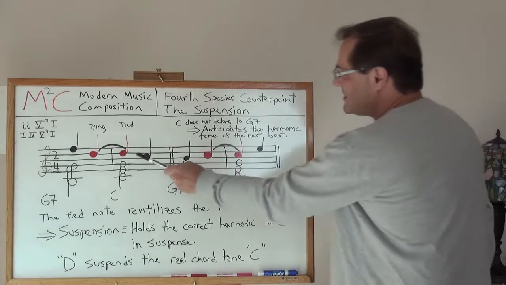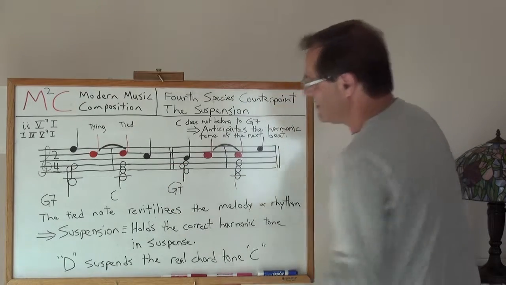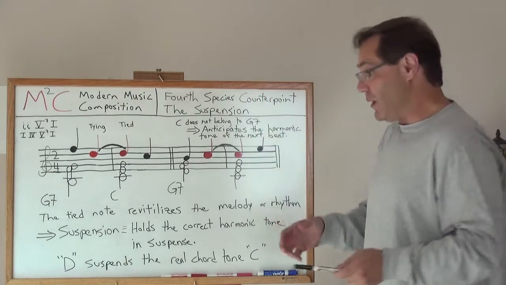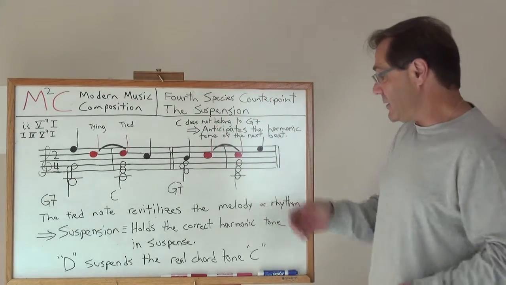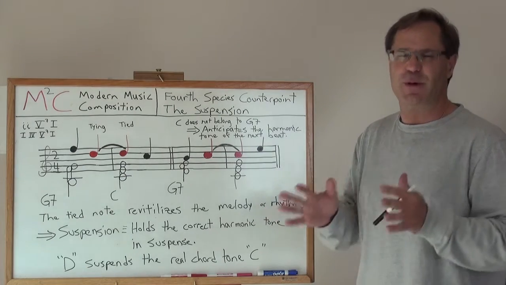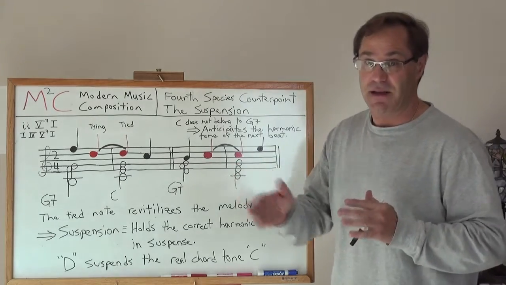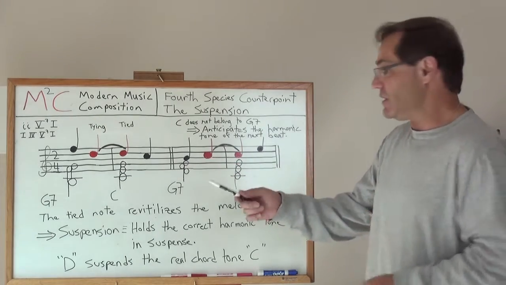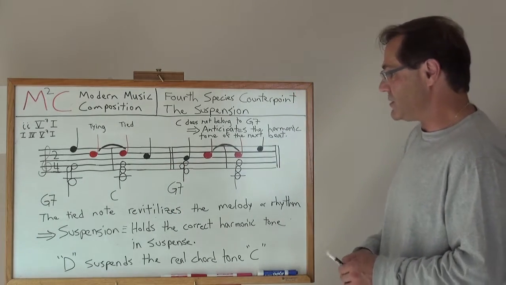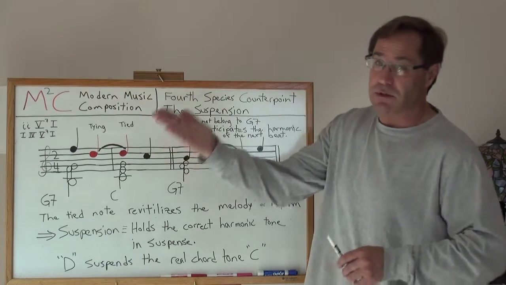So what is this note doing here, this D? Well, this D is not part of this C major chord, okay? What's it doing there? Well, I'll tell you what it's doing. It's disrupting the melody and the rhythm, okay? That's what we want in fourth species counterpoint. That's our syncopation, okay? We want that suspension. We want this note not to belong to this C major chord, because now it's going to want to resolve.